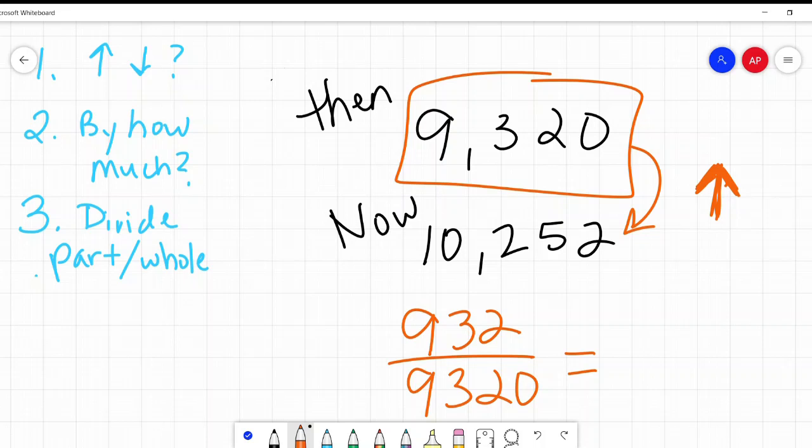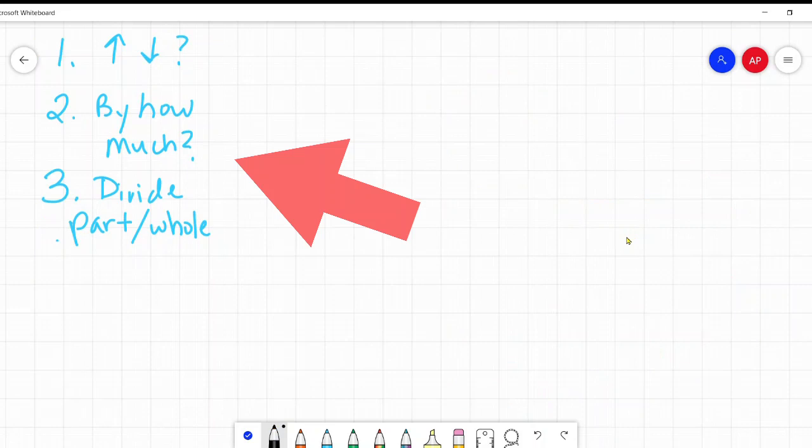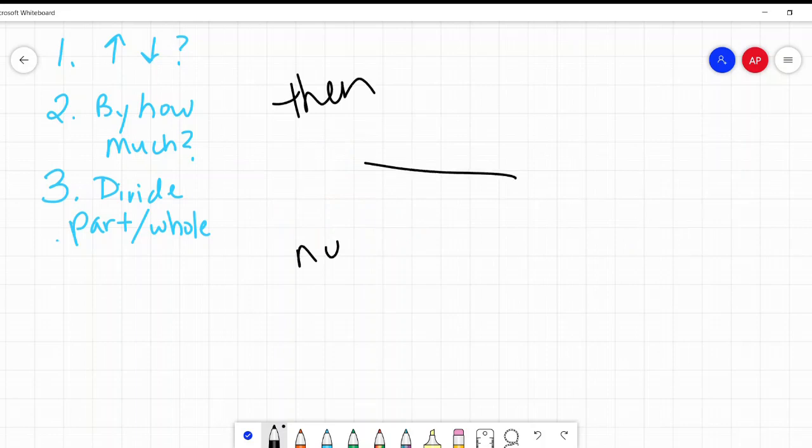932 divided by 9,320 gives us 0.10 or 10%. So this method works really well when you're given a first number, the "then" number, and they give you the "now" number, and they ask what is the percent change?